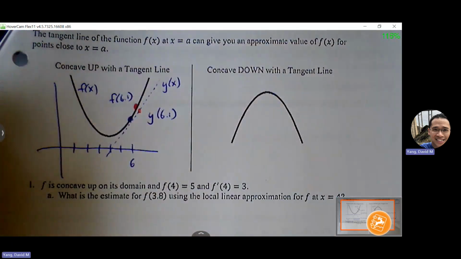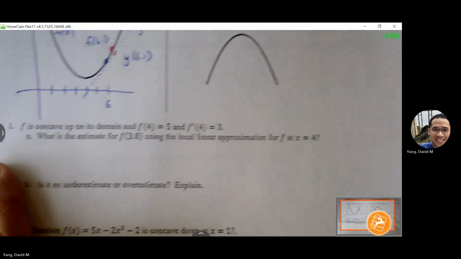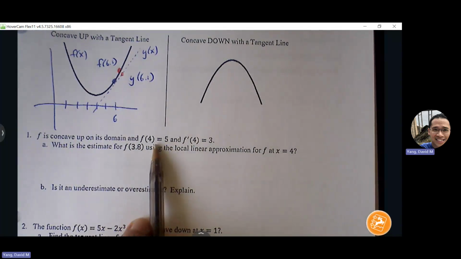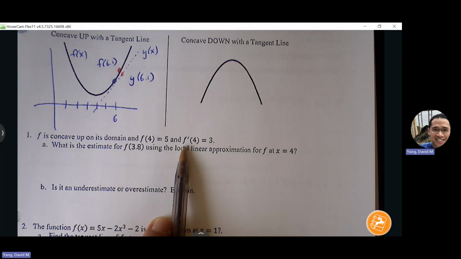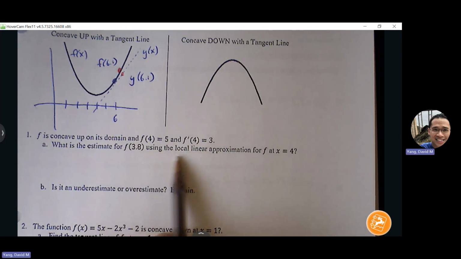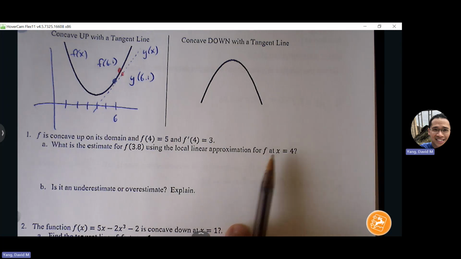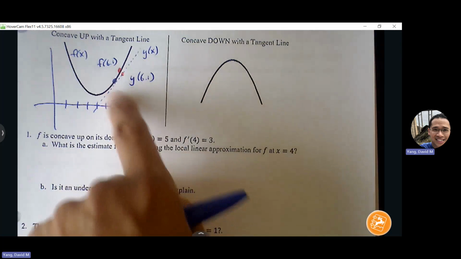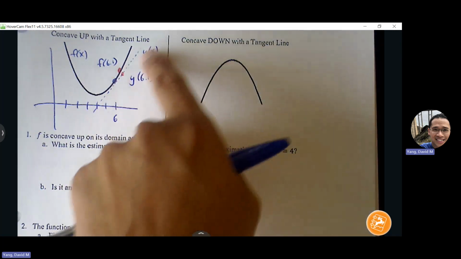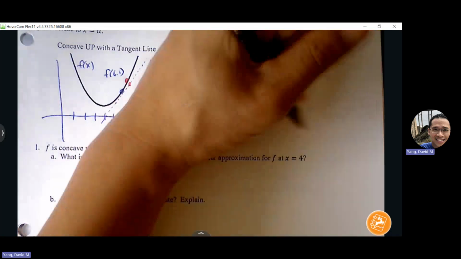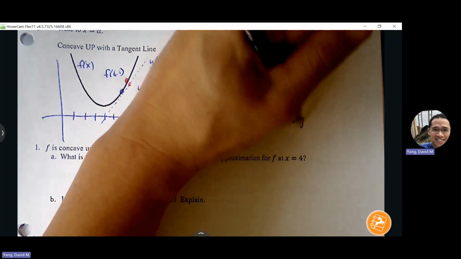Let's look at number 1. The function is concave up on its domain, and f of 4 equals 5, f prime of 4 equals 3. What is the estimate of f of 3.8 using local linear approximation for f at x equals 4? Before we do anything with approximation, we have to build our tangent line equation. So what information do I need to build my tangent line equation? Let's remind ourselves.